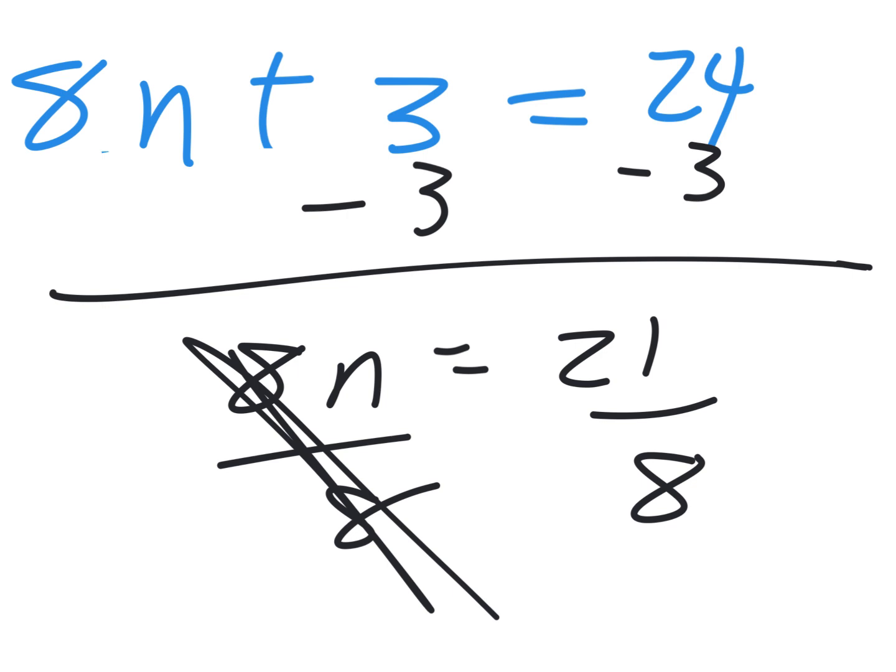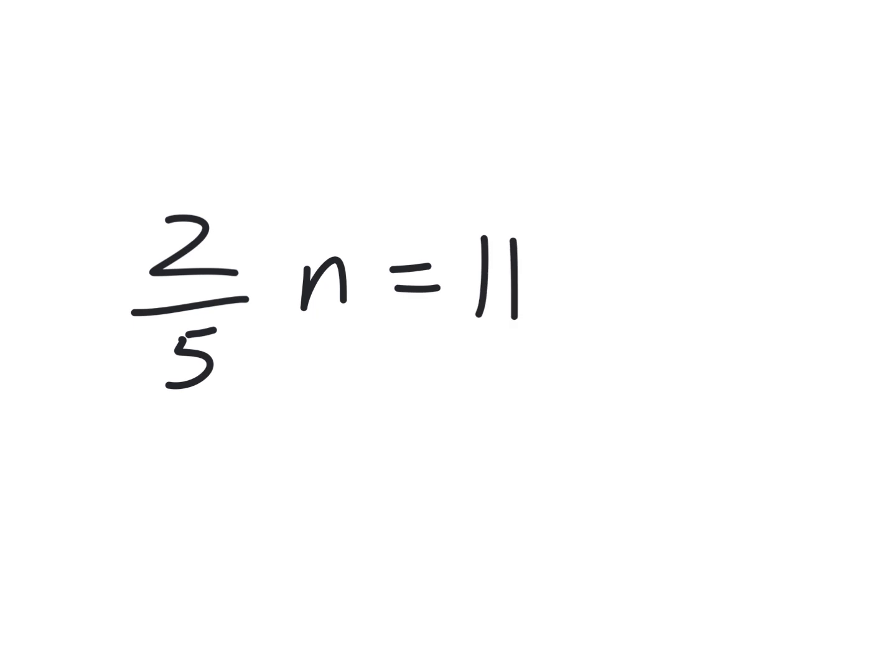But what was the point? Multiply by the denominator. Okay? That's how you clear fractions. You won't have one as hard as I just did. You'll have something like this, and you'll go, oh, I guess I multiply by the denominator. 2n equals 55, and you divide by 2.